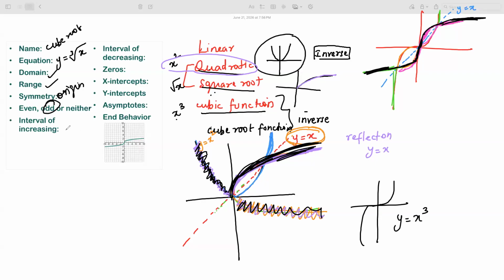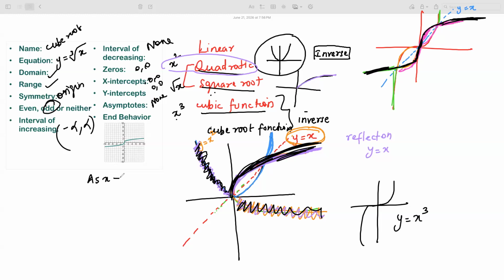I feel like everywhere it's increasing. So minus infinity to infinity. Interval of decreasing, none. Zeros are 0, 0. Y-intercept, 0, 0. Everything will be the same. Asymptotes are none. Okay, end behavior, how will you write?